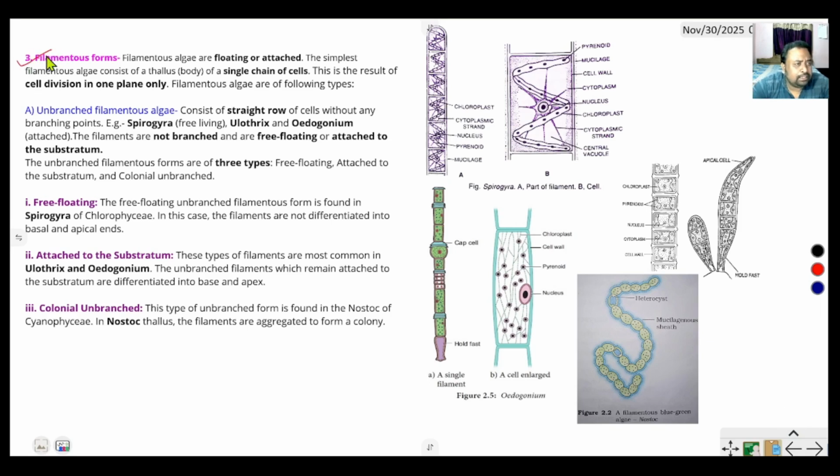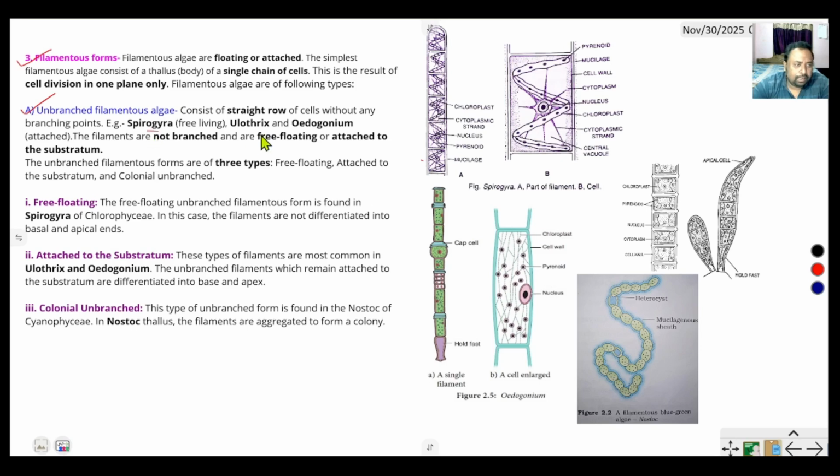Number 3, filamentous forms. A filamentous form is when a single row of cells is arranged due to division in only one plane. A cell divided in only one plane produces a row of cells, which is also called a trichome. These are of two types, unbranched filamentous algae and branched filamentous algae. Unbranched filamentous algae consist of a straight row of cells without a branching point. There is no branch, only one row of cells. This one row of cells is called a trichome.